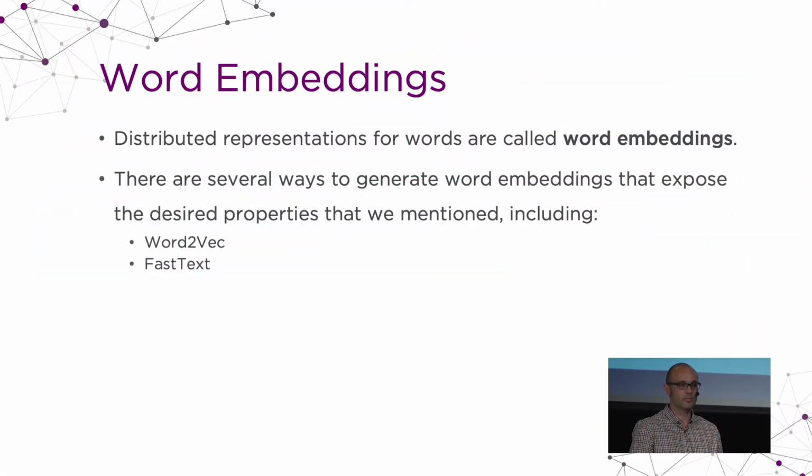These properties are what we would like to have in our distributed representation, which we usually call word embeddings. So word embeddings are basically distributed representations that are trained in a way that exposes these properties that we saw before. There are many, many algorithms to create word embeddings, and in this presentation, I will focus just on two of them, word2vec and fastText.